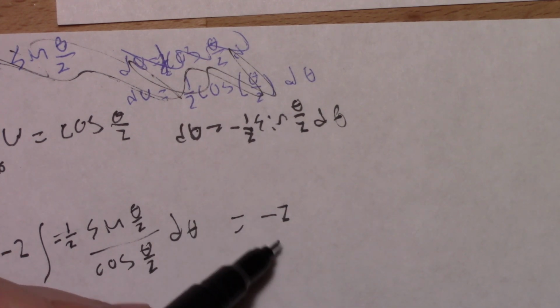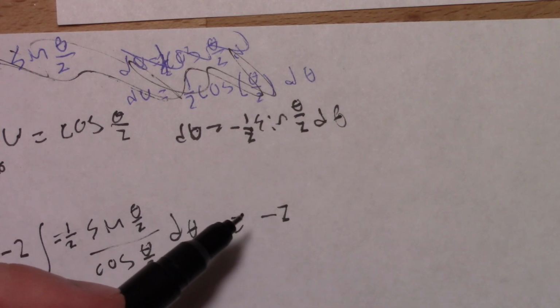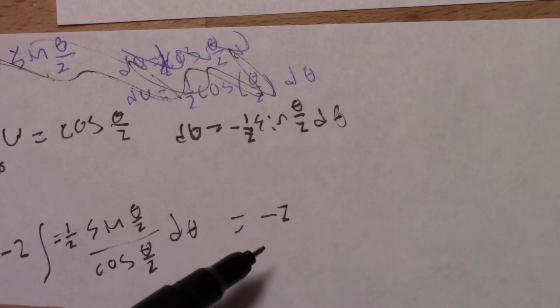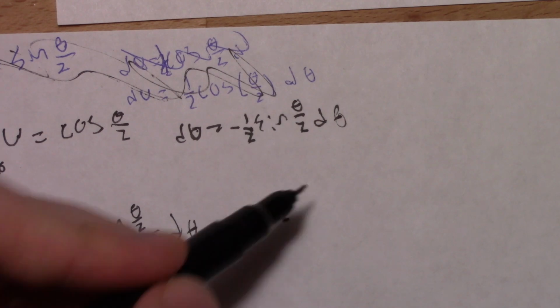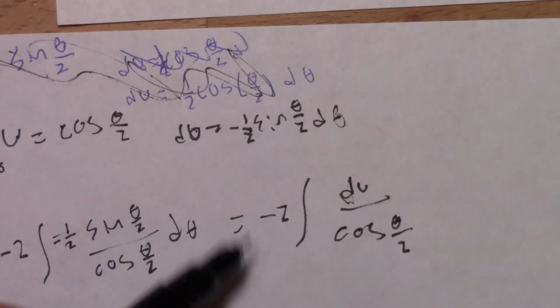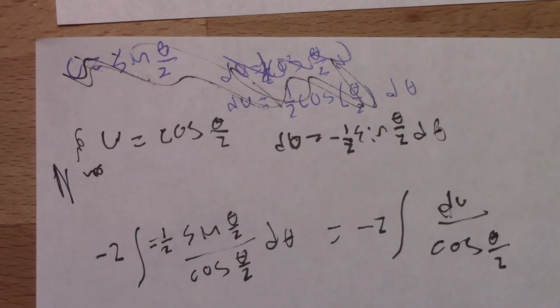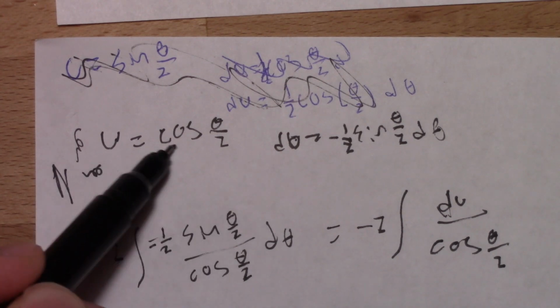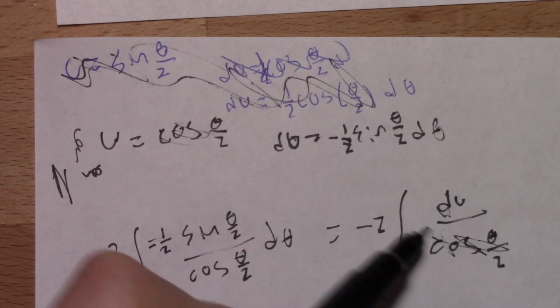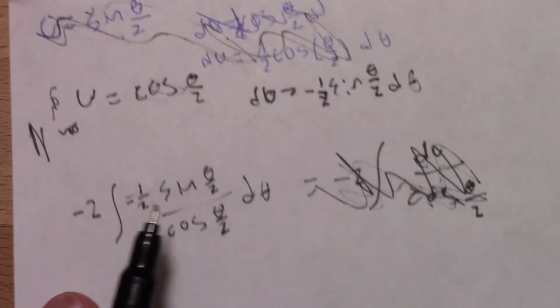That's what that is. I was thinking that this negative carries through to here, but no. Angles, in fact, are not negative. Negative 2 integral of du over cos theta over 2. Wait, what is this? This is wrong. We have u equals cosine theta. This should be u, right? This is all bad. That's what it is. It's wrong.